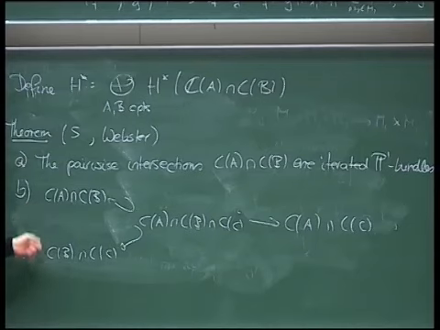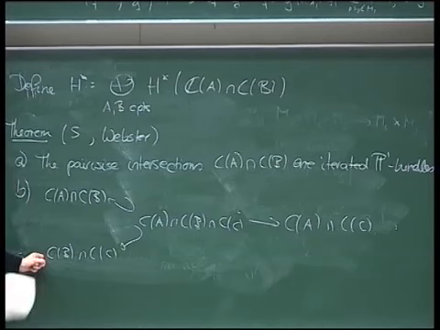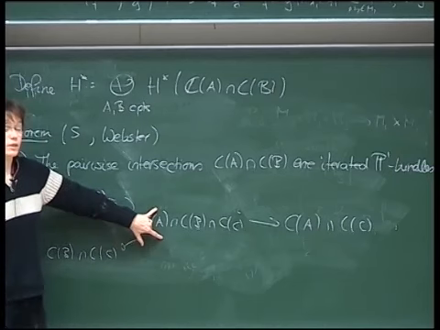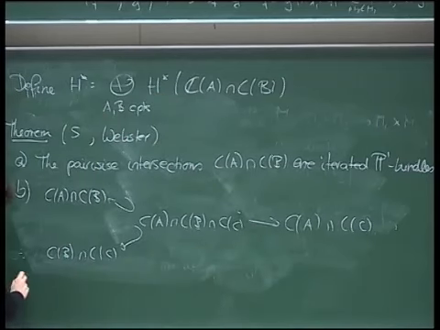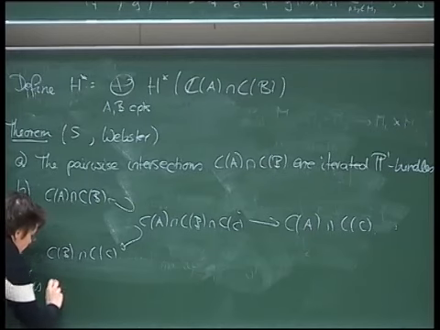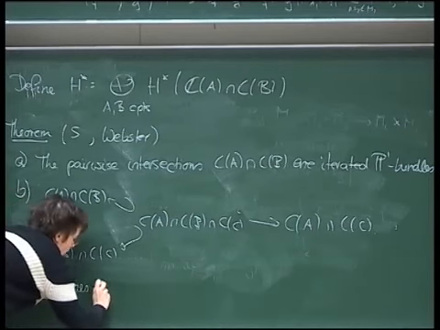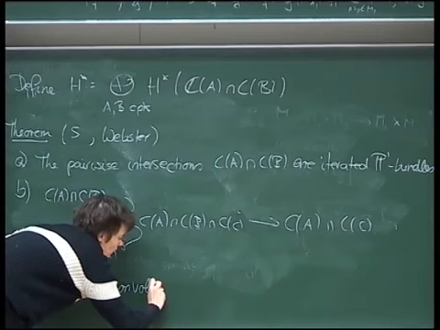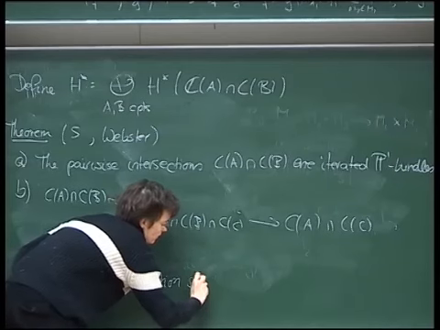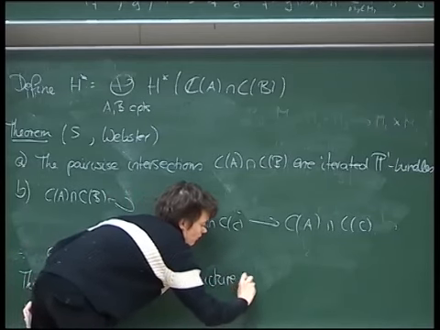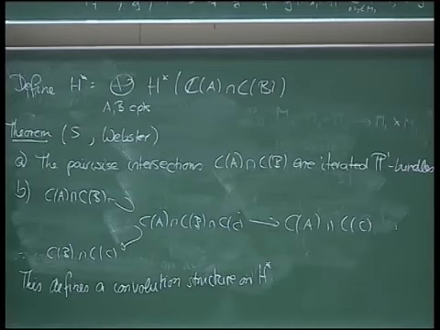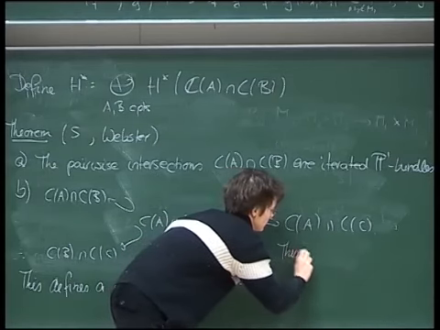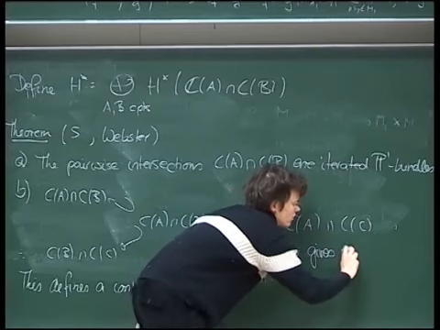And then if they match, I take a class here, and I do exactly what was done in this convolution construction. I pull them back to here, cup them, and push them forward to here. So this defines a convolution structure on H star. And in fact, this gives an associative algebra.